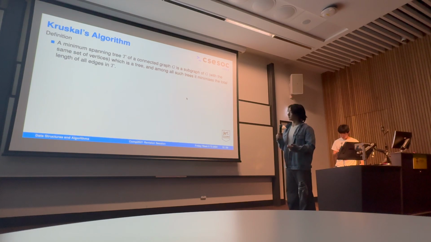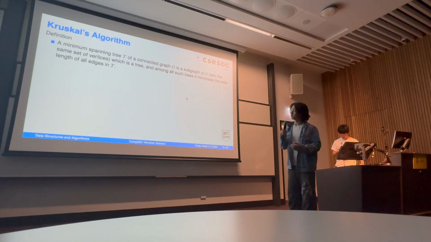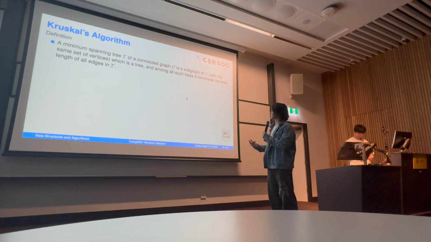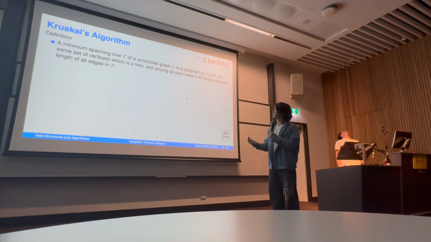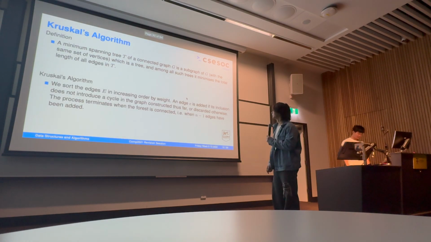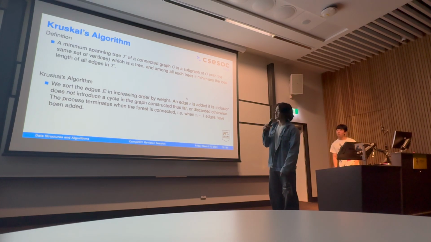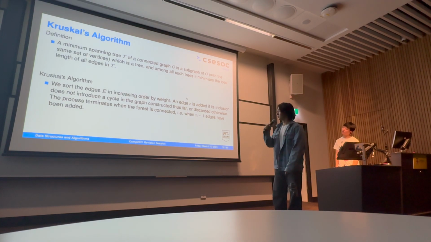We're going to firstly, I guess, ask what is a minimum spanning tree of a connected graph G? It is a subgraph of G. So it has to have the same set of vertices, but it doesn't have to have the same set of edges. It needs to minimize the total edge length. And it does have to be connected.